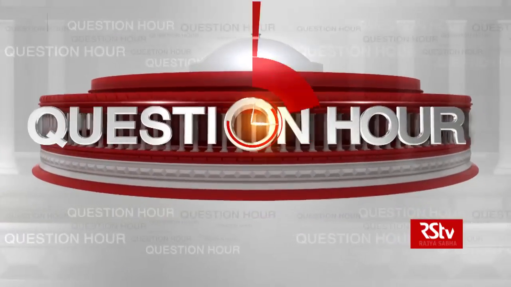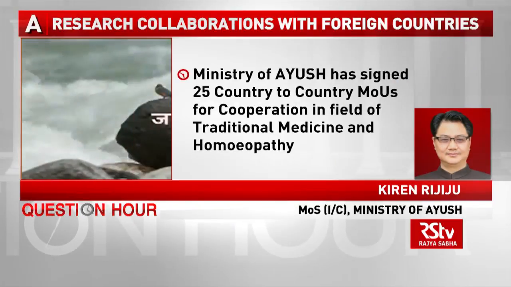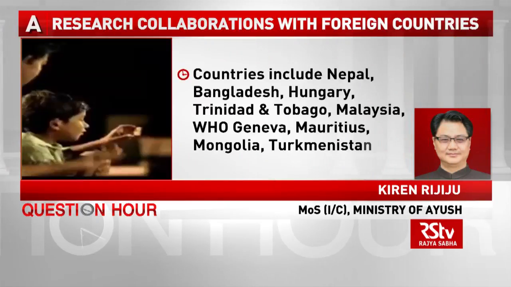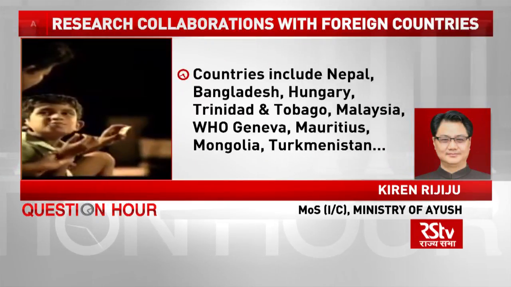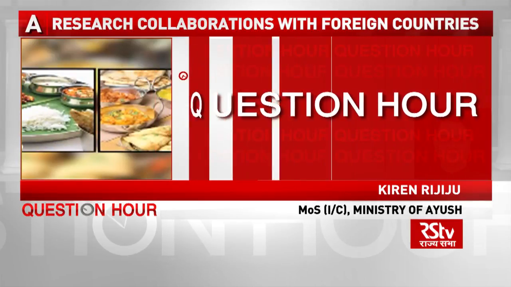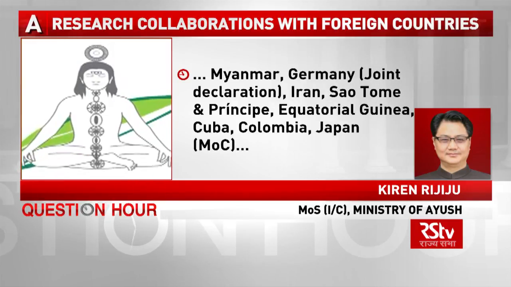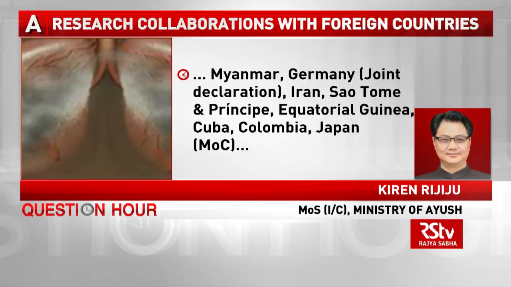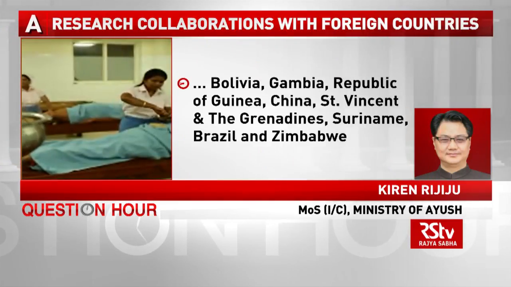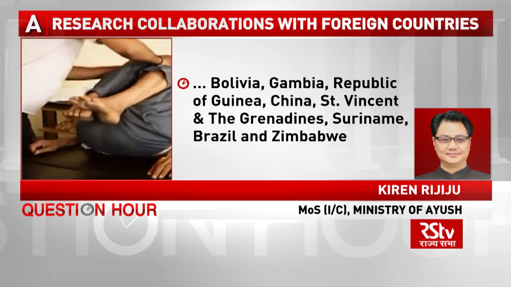The Ministry of Ayush has signed 25 country-to-country MOUs for cooperation in the field of traditional medicine and homeopathy, namely Nepal, Bhutan, Hungary, Trinidad and Tobago, Malaysia, WHO Geneva, Mauritius, Mongolia, Turkmenistan, Myanmar, Germany, Iran, Sao Tome and Principe, Equatorial Guinea, Cuba, Colombia, Japan, Bolivia, Gambia, Republic of Guinea, China, St. Vincent and the Grenadines, Suriname, Brazil and Zimbabwe.